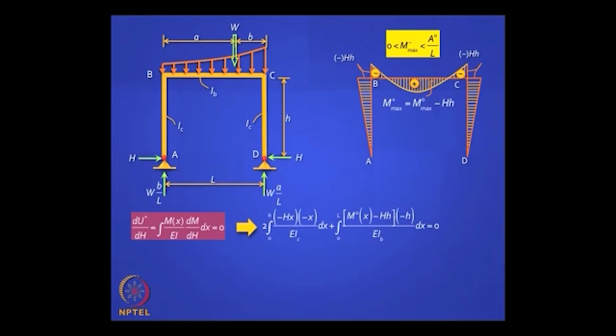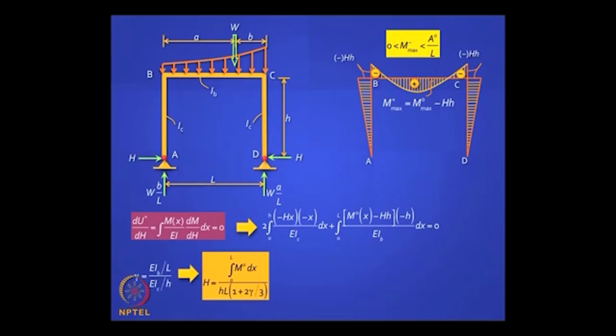You agree? This is the first expression for the 2 columns, so 0 to h. This is the bending moment. This is the derivative of that bending moment. This is for the beam, 0 to L. This is the moment which you can calculate, minus h, and the derivative of this. Do you agree to this? It's a straightforward calculation. Will you expand this and simplify?